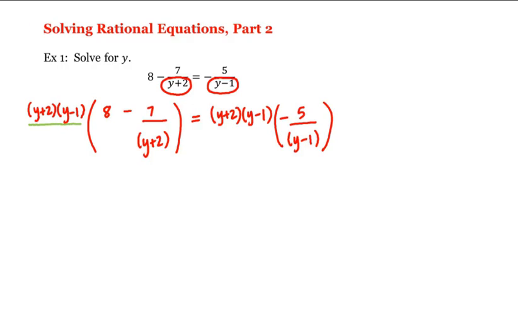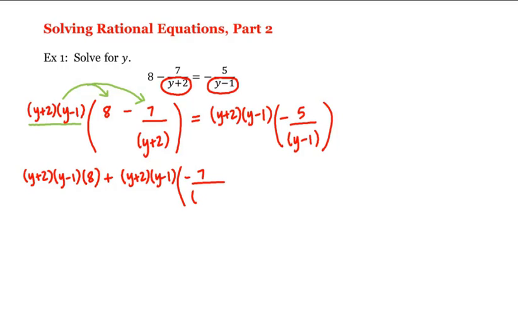And now let's distribute this product to both of these terms, which gives us (y + 2)(y − 1) times 8, plus (y + 2)(y − 1) times −7 divided by y + 2, is equal to (y + 2)(y − 1) times −5 divided by y − 1.